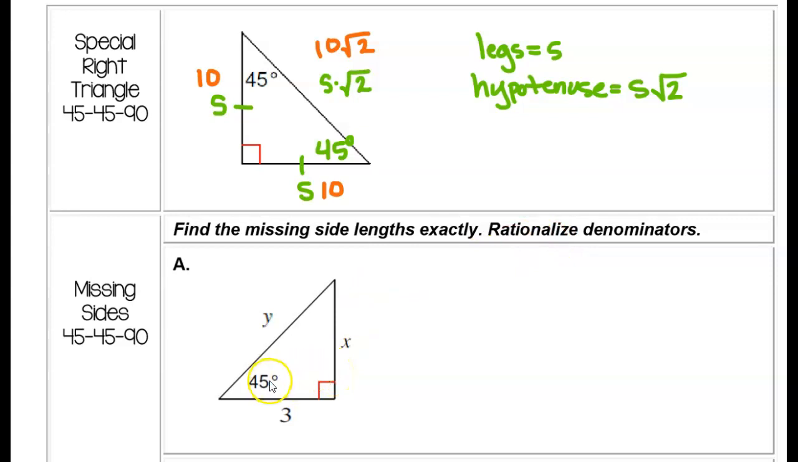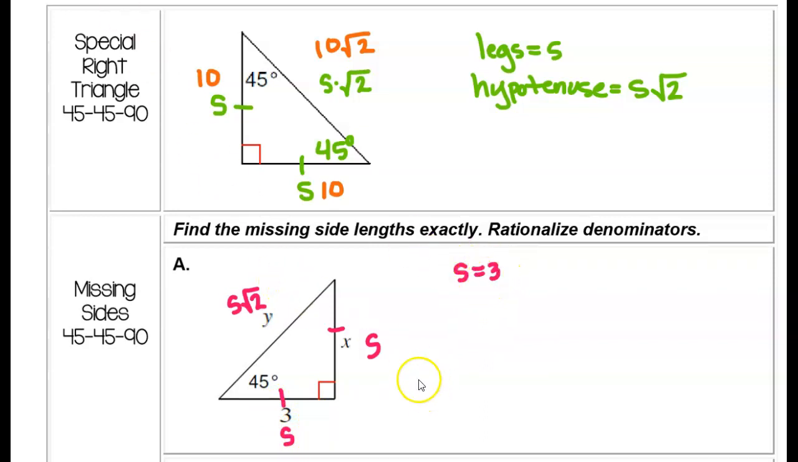So here we have a 45-45-90 triangle. So we know that these two side lengths are congruent. So let's label our ratios. We have S, S, and our hypotenuse is always going to be S root 2. Okay, so can we figure out what X and Y are? Well, we know this side right here, our S, is equal to 3.